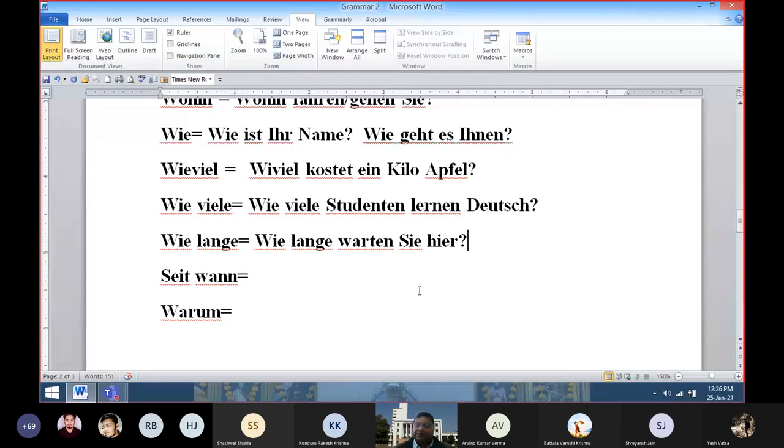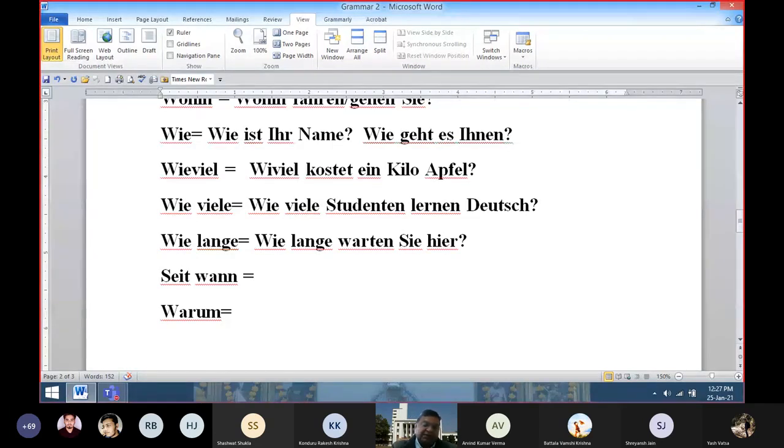And then we have seit wann. Seit wann, what's the meaning? Since when. Seit means since, wann means when. Since when? Sometimes somebody is asking, since when have you been studying in Kharagpur? Since when is it raining? This kind of sentence means something has started in the past and is continuing. So seit wann, since when?